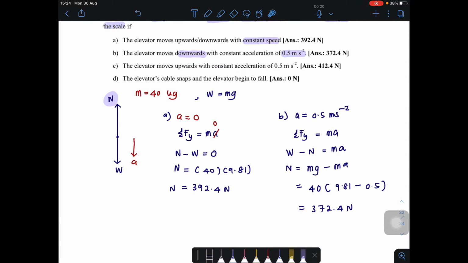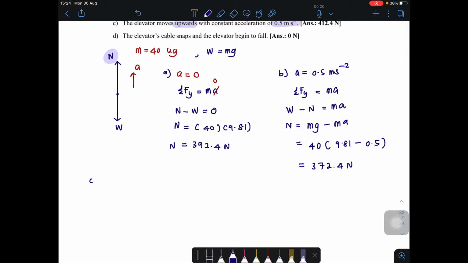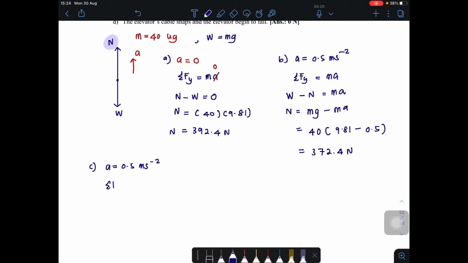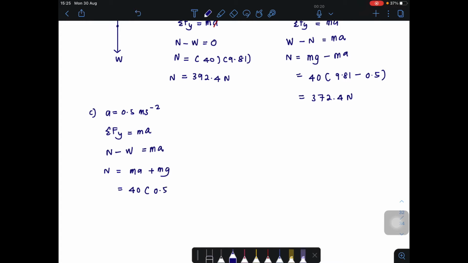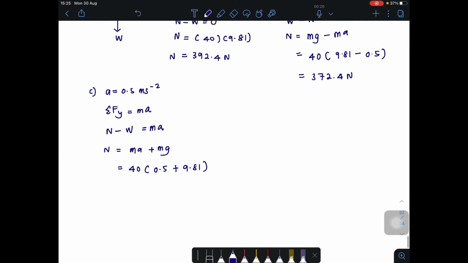Next, the elevator moves upwards with constant acceleration 0.5 meter per second squared. Now the direction has changed to upward, so the acceleration is upward. For question C, the acceleration has the same value but the direction changes. We write the equation following the direction of a as positive: N is positive, W is negative. So you get ma plus mg, where m is 40, a is 0.5, g is 9.81. So we get the value for N as 412.4 Newton.